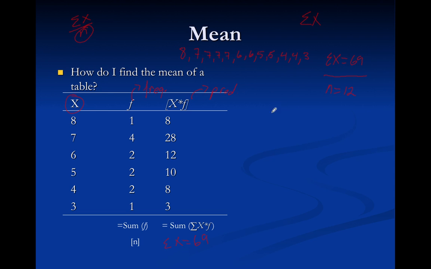So now to actually find our mathematical average, or capital M, or x bar if you want to call that, all that we now have to do is divide 69 divided by 12. And you can go ahead and do that. 69 divided by 12 should give me an average of 5.75. So there's my average, 5.75.